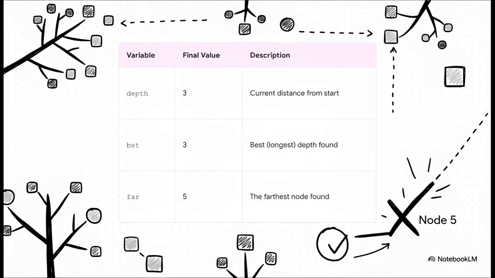And there we have it. After checking out the entire tree, our algorithm figures out that the node farthest from our starting point, node 1, is actually node 5, which is a distance of 3 away. So node 5 becomes our X.